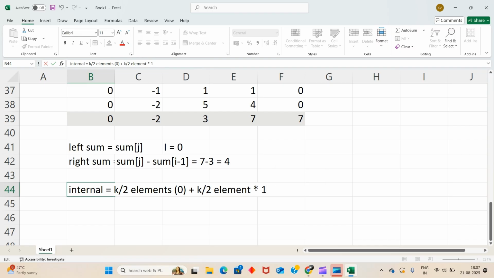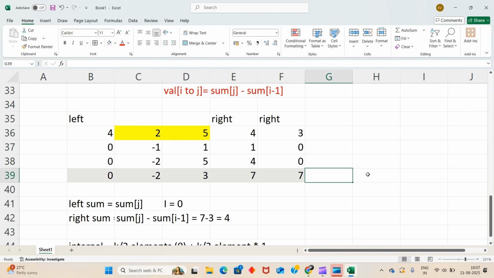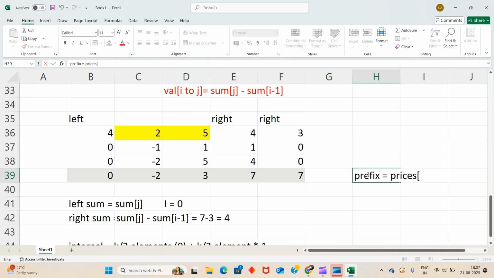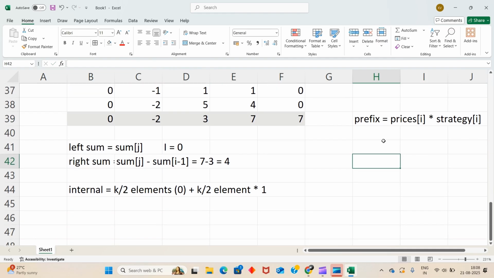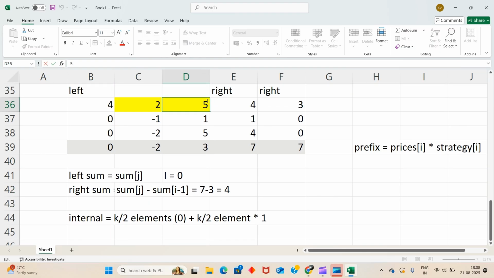Just now we learned we can use the prefix sum concept again. Here what we were doing is prefix is equal to prices of i into strategy of i. But now I just want the normal sum, because we just want to calculate the sum of the second half. In this case k is 2, that is why one element is there.